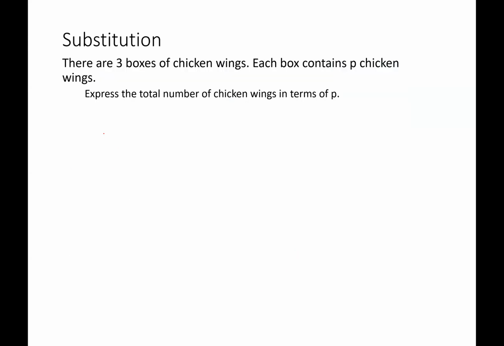Okay, so let's work on a problem. There are 3 boxes of chicken wings. Each box contains P chicken wings. Express the total number of chicken wings in terms of P. It's in your notes. What's the expression for the total chicken wings? Michael? 3 times P. Good.